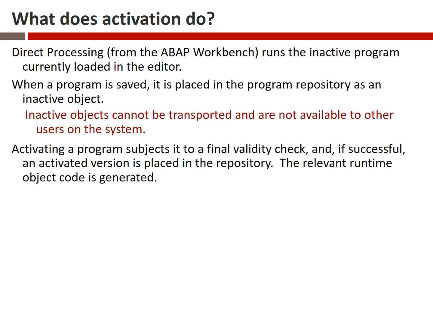Activating a program subjects it to a final validity check, and if it passes the validity check, it will go into the program repository in an activated state. So really, you could kind of think of a program as potentially existing in three different potential states. The active version that you are working on in SE80 that has not yet been saved, the version that gets saved when you press the save option that goes into the program repository is inactive, and then when you activate it, the activated version in the program repository.